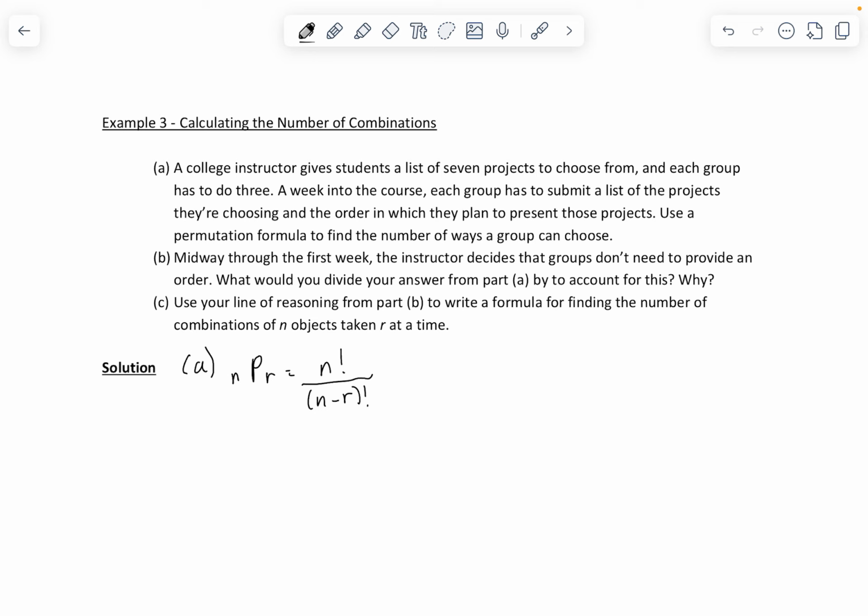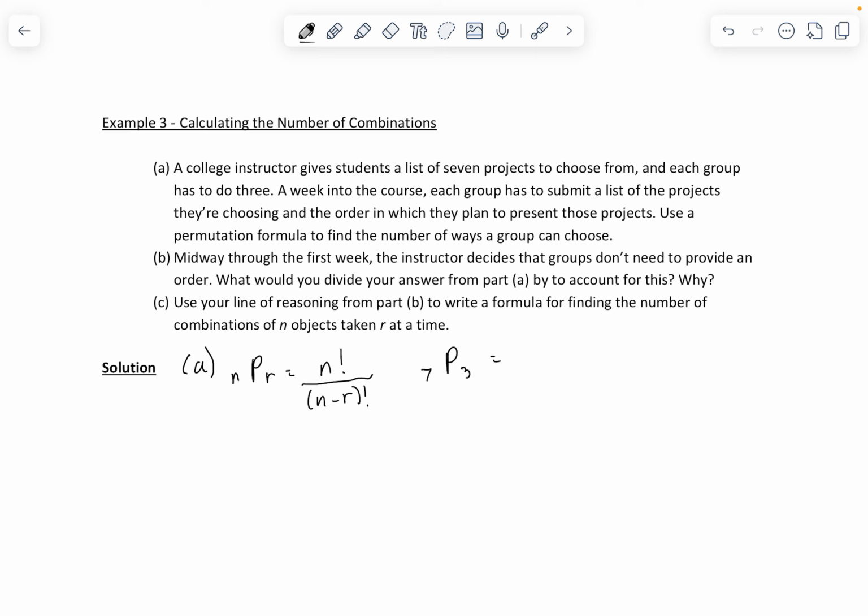So in this particular case, you've got 7 projects. Each group has to do 3, and they're being asked to submit the order in which they plan to present those projects. So the order matters. The order is important here. So that's why these are permutations. My value of n here is 7. My value of r is 3.